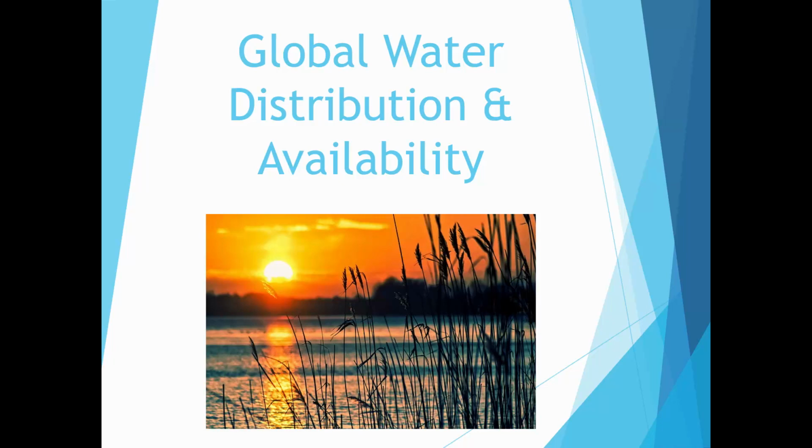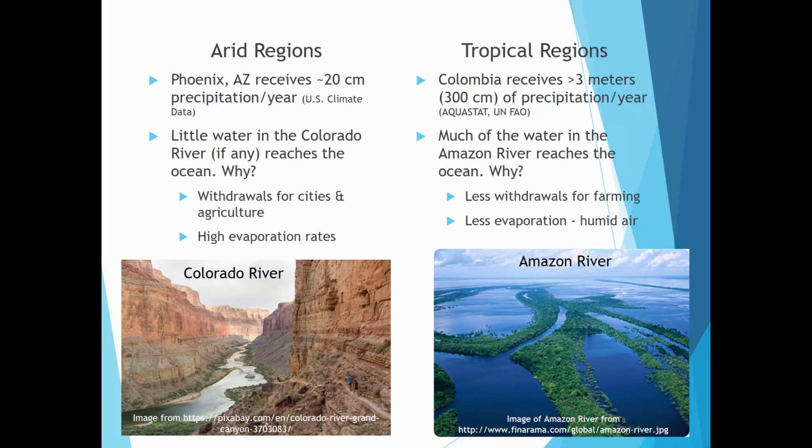This set of slides will go over the distribution and availability of water around our globe. Of course, if you've traveled around on Earth to different areas, you know that some areas are abundant in water and other areas don't have very much water. And so we can kind of divide these parts of Earth into the arid regions and tropical regions.